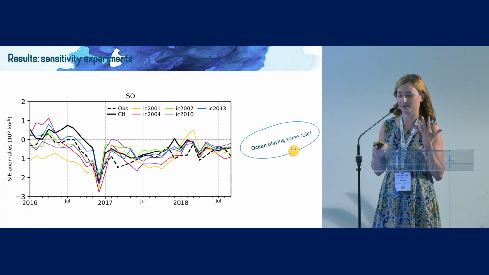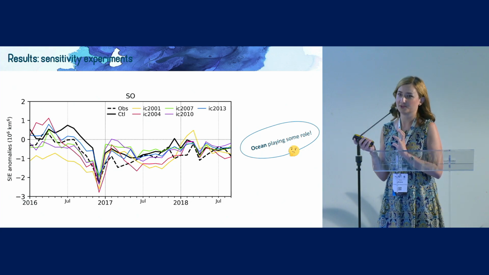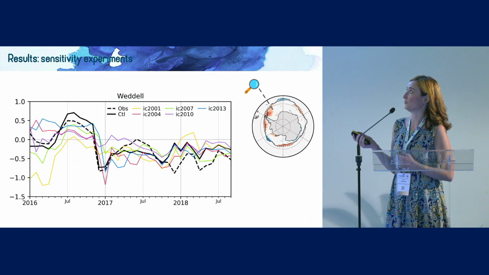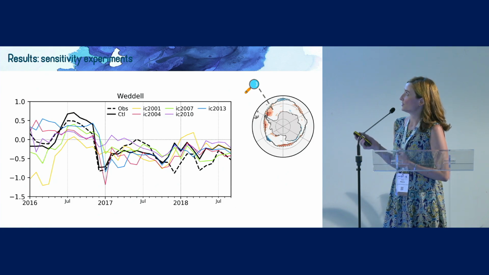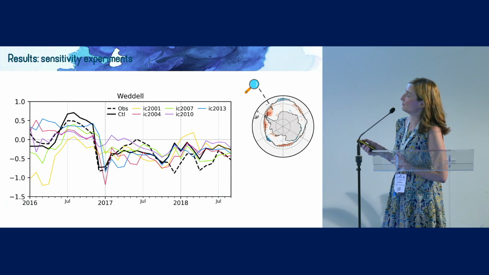So to understand a bit more what is going on, we focused on the different sectors, and for the sake of time, I'm going to show you only the results from the Weddell, which, as we have seen, is one of the key ones. And we can see that the spread is even larger for this sector, and that there are some more evident differences in how the drop is represented in the members. For instance, some members do reproduce a very deep drop, which actually occurs a bit later compared to the control experiment and the observations, in January instead of December.